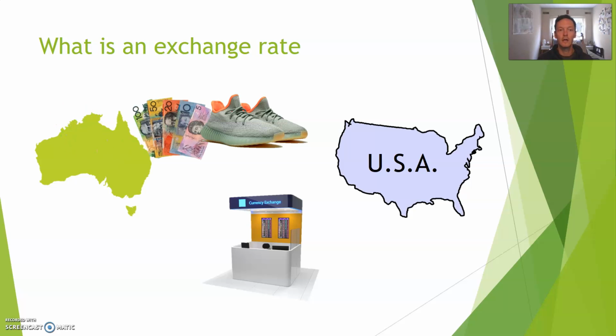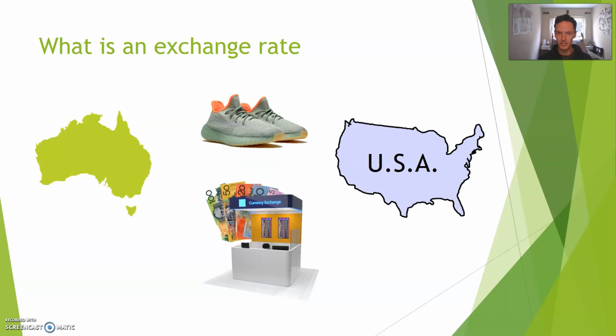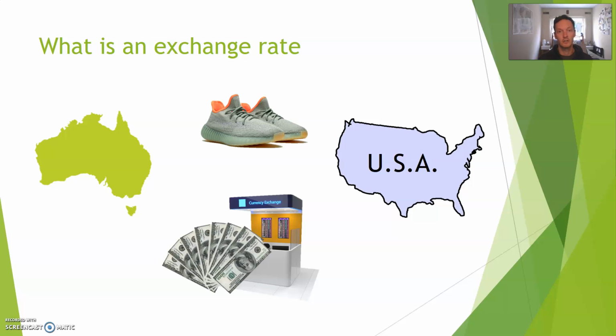So what does that process look like? Well, you take your Australian dollars to the currency exchange and you say, I want to give my Australian dollars, or sell my Australian dollars, and in return, I want you to give me the American dollars. Okay, so you've given your Australian dollars over and now you have bought American dollars. And how many American dollars you get is dependent on what the exchange rate is, or the rate at which currencies are swapped or exchanged.